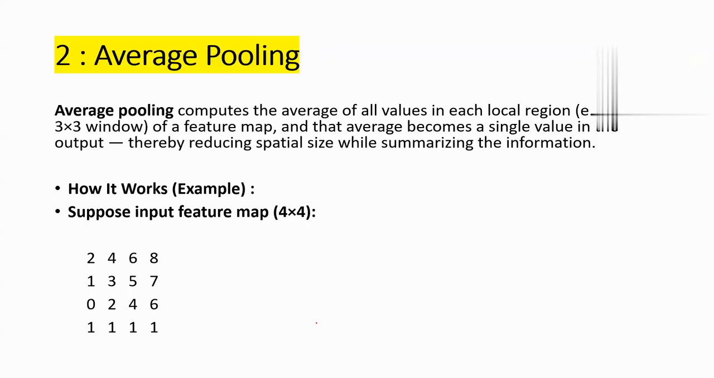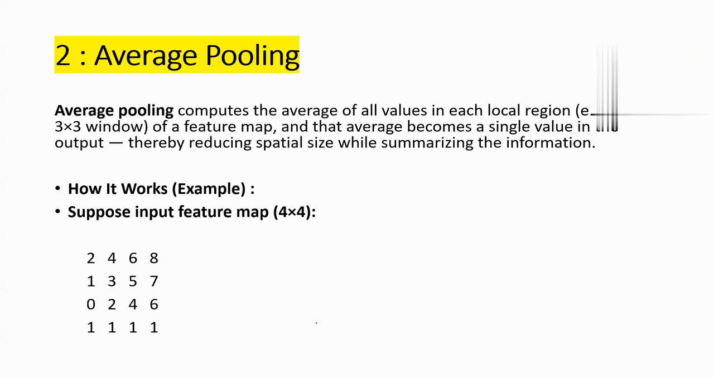Next one, average pooling. What is average pooling? Average pooling computes the average of all values in local regions, for example 3 by 3 windows of a feature map, and that average becomes a single value in the output. There is a reduction in spatial size while summarizing the information.